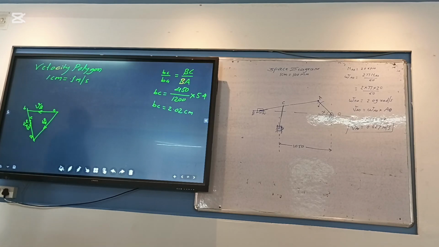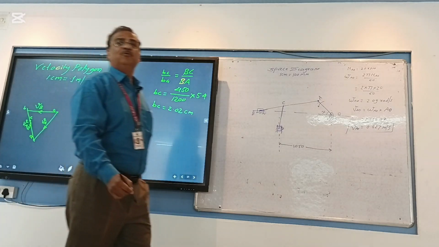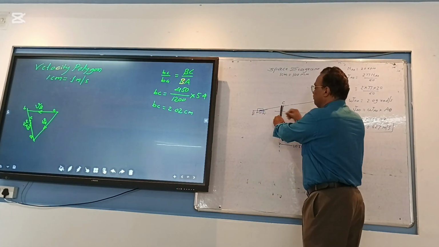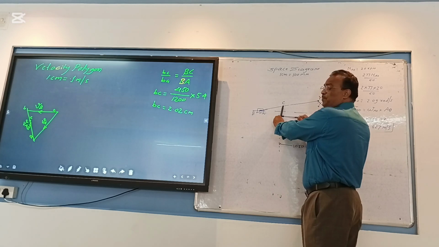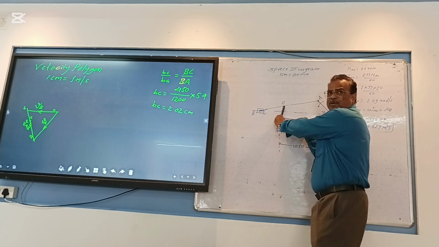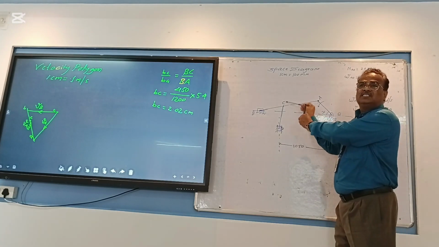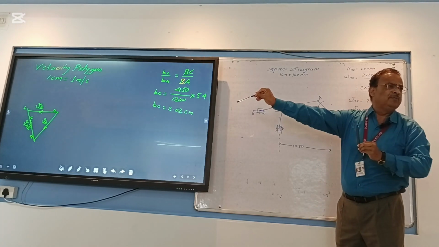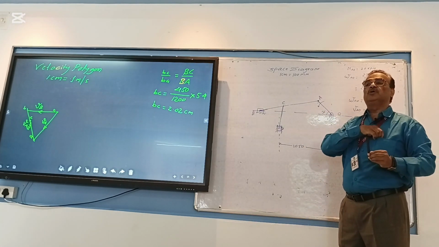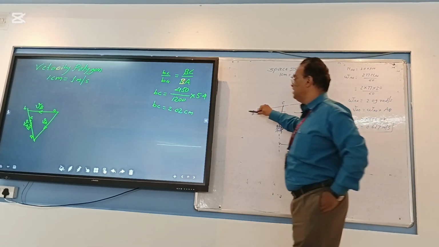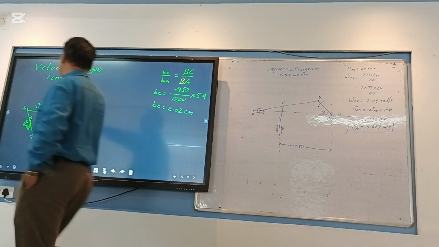I got C. Now you are free to draw the perpendicular to the link. Which is the next link? How will the velocity vector of CD be? A perpendicular line, from where you have to draw. Either C or D should be available. Which is available? C is available. Now you are sure C is available, so I have to show a perpendicular line to CD going from C.